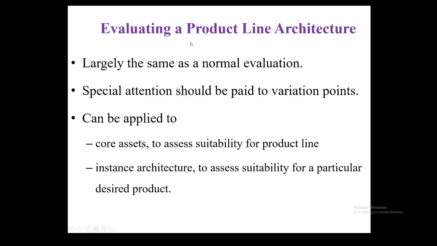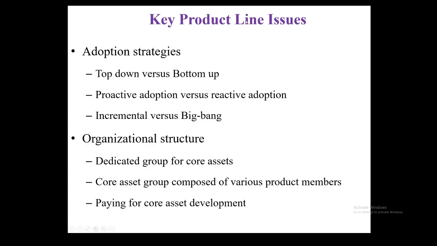Next one is evaluating a product line architecture. If it is a very large one, it is the same as the normal evaluation. Some of the points need special attention. It can be applied to core assets to assess the suitability of a product line, the instance architecture, and to assess the suitability for a particular desired product. Okay. Next one is the key product line issues.